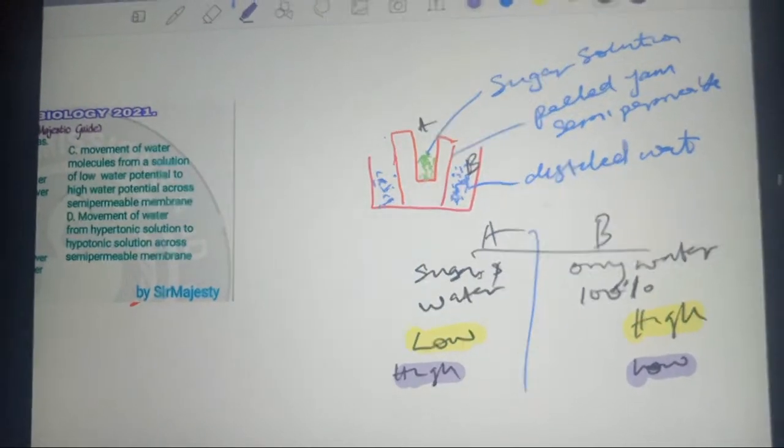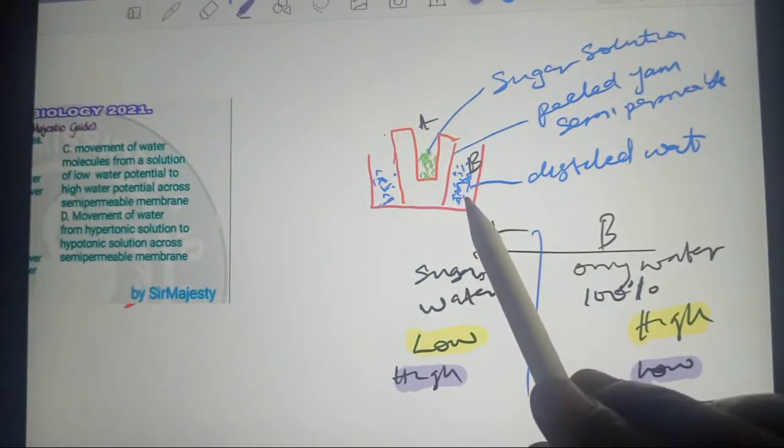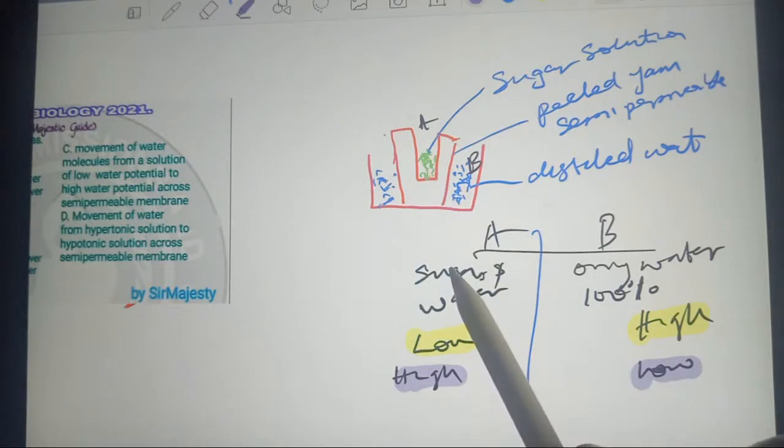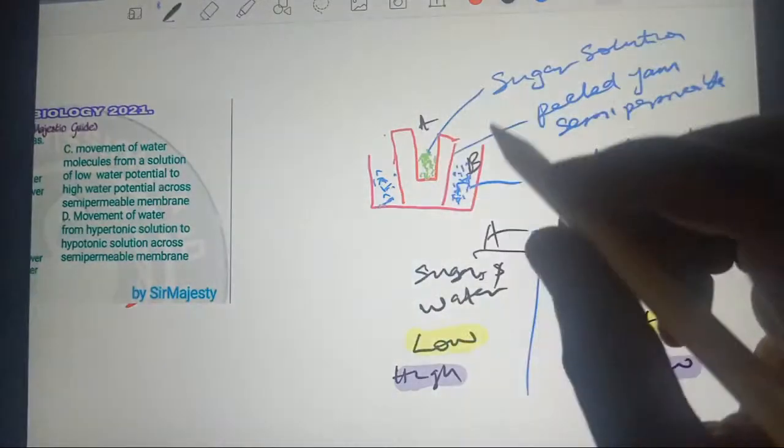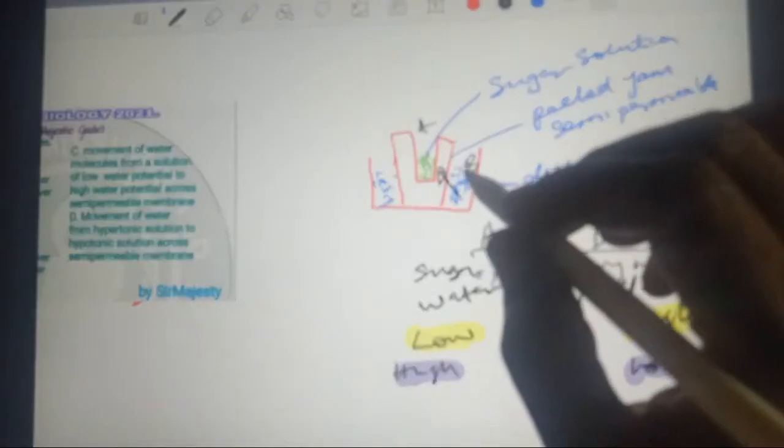Now, in this case, we all know that water will move from the bath or the bowl into the yam cavity or potato across the peeled part of the yam. So in this case, it is quite clear that the movement of water is going to be this way. Water will move from B to A.